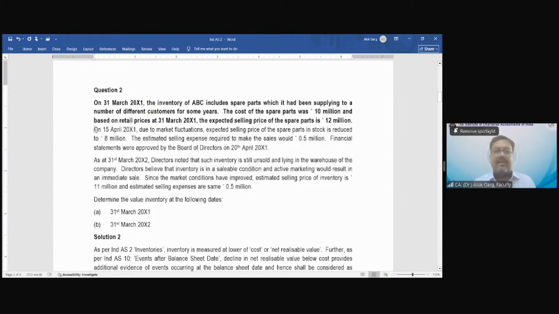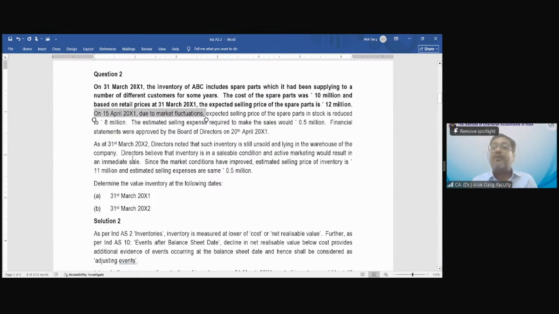On 15th April 20X1, due to market fluctuations, this is talking about what? Subsequent event, post balance sheet event. Okay. On 15th April 20X1, due to market fluctuations, expected selling price of the spare parts in stock is reduced to 8 million. Right? What happened after 15 days? Due to the market fluctuation, the expected selling price has gone down from 12 million to 8 million, which is below cost.